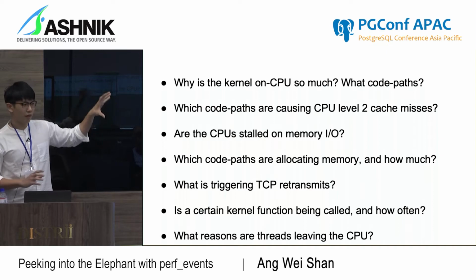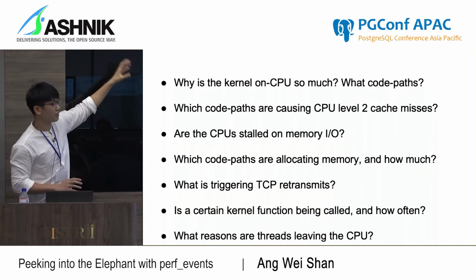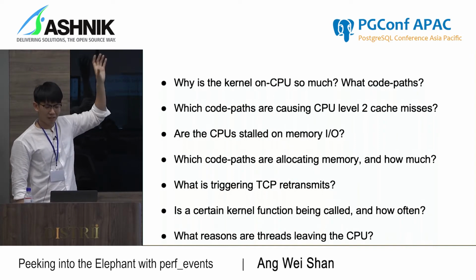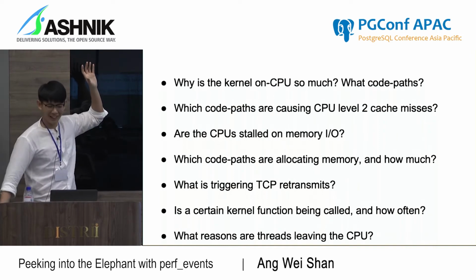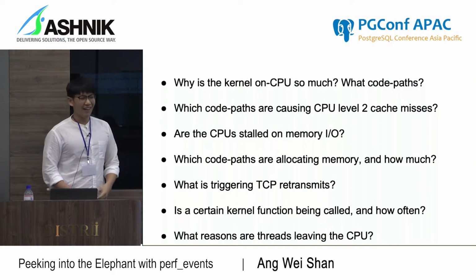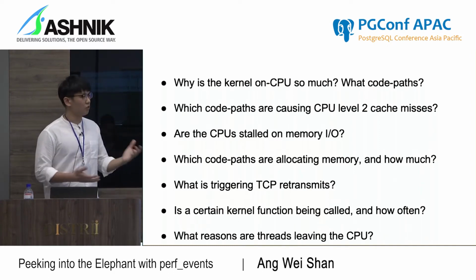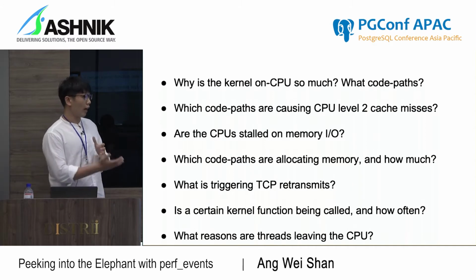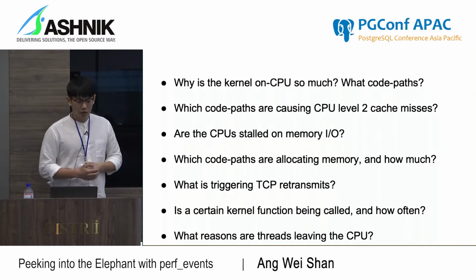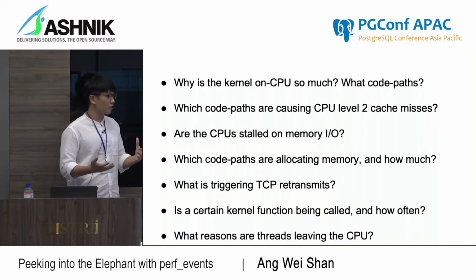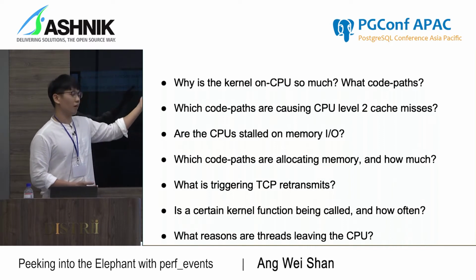So does anyone know what all this means? So on CPU, is the CPU stalled on I/O, memory I/O, not IOPS, but memory I/O. As a database engineer that doesn't do low-level performance tuning on a day-to-day basis, all these are nuts to me. I don't know what all this means.